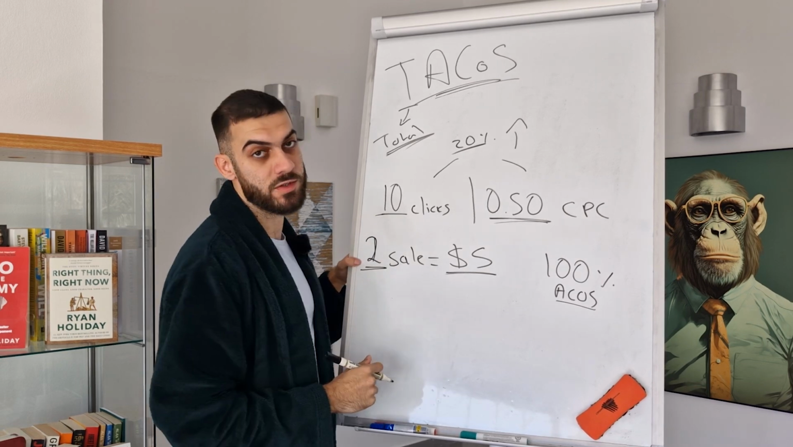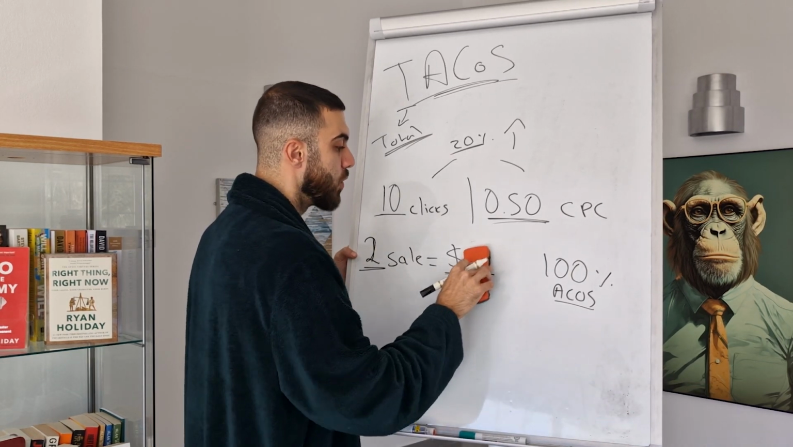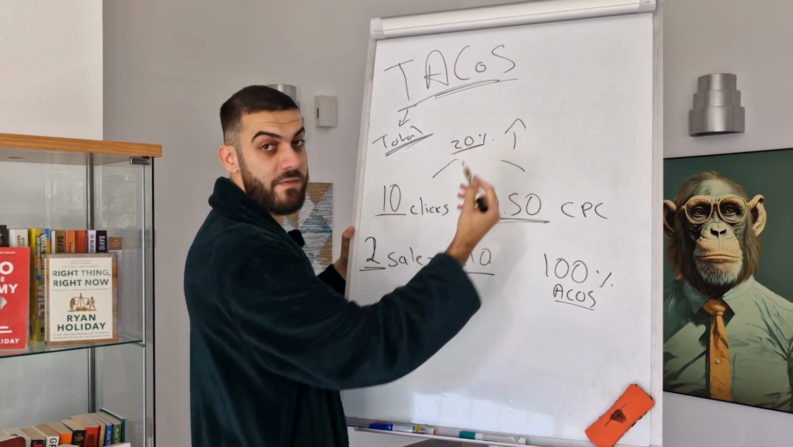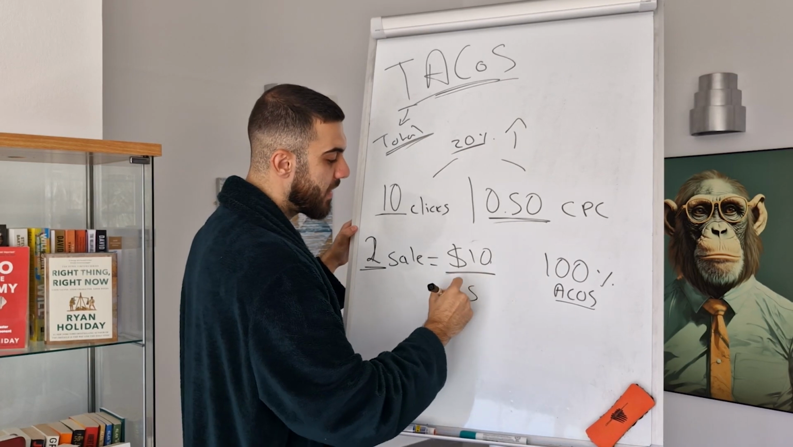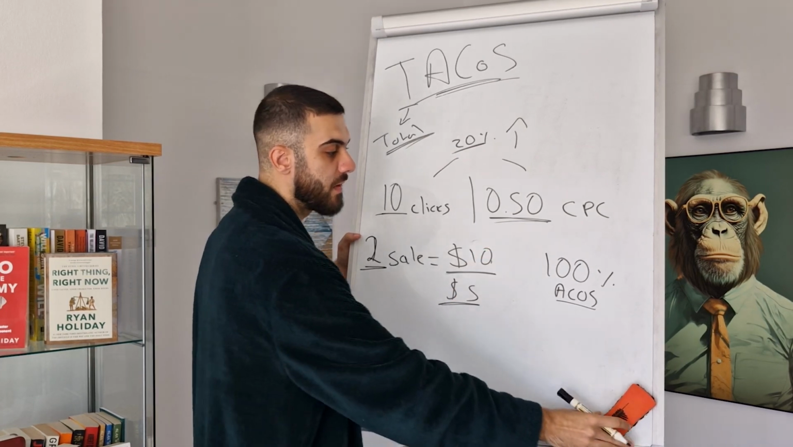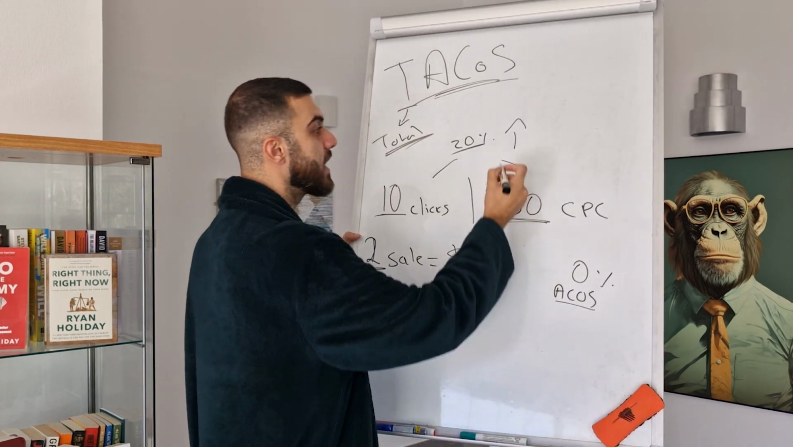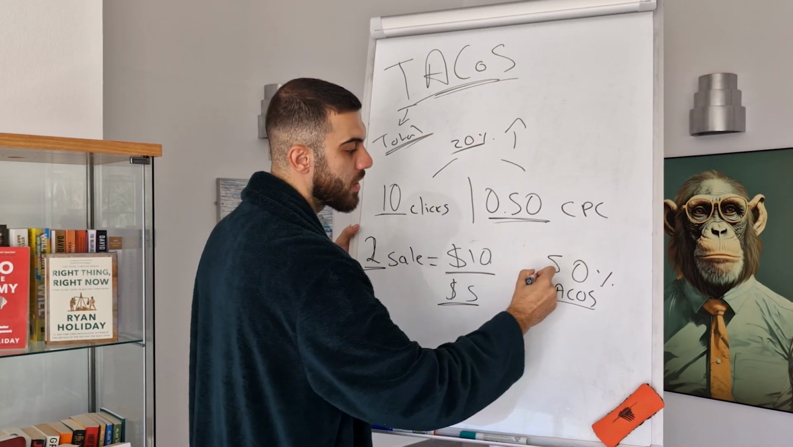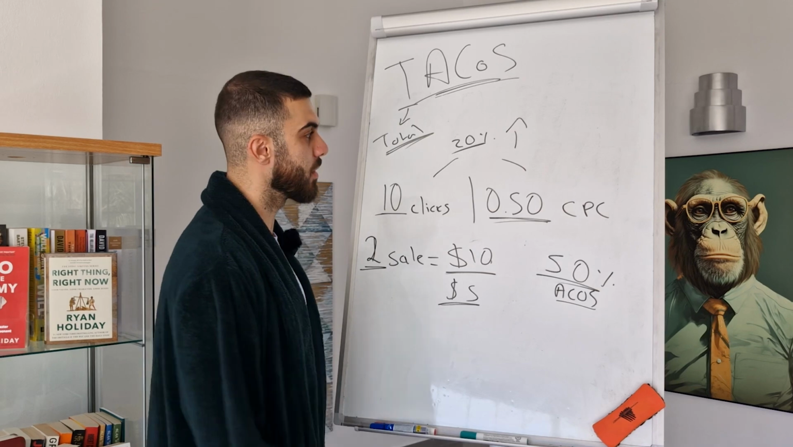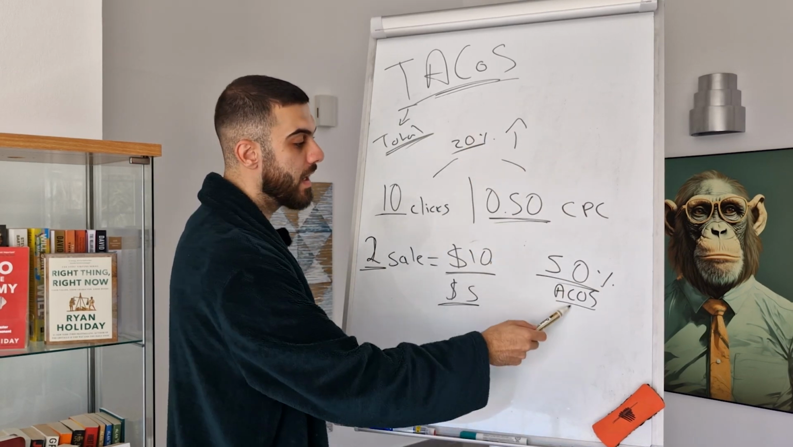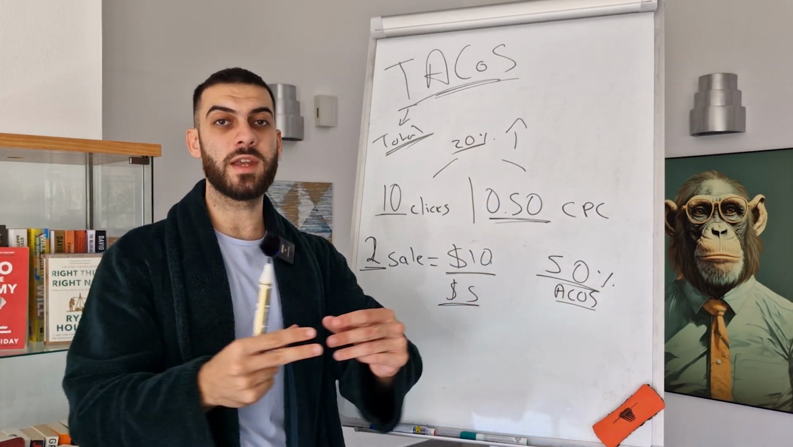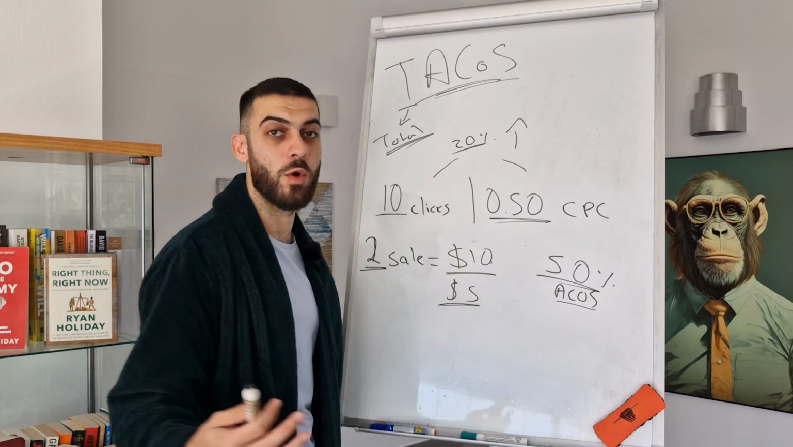We got 2 sales, $5 each, so we make $10. Now, if we spent 5 and we made 10, 5 is half of 10, which is 50%, which is exactly how much our ACOS is going to be. So because we increased our conversion rate, we lowered our ACOS to 50%, because there's an equal and opposite reaction. ACOS and conversion rate work together, just like PPC and organic work together.